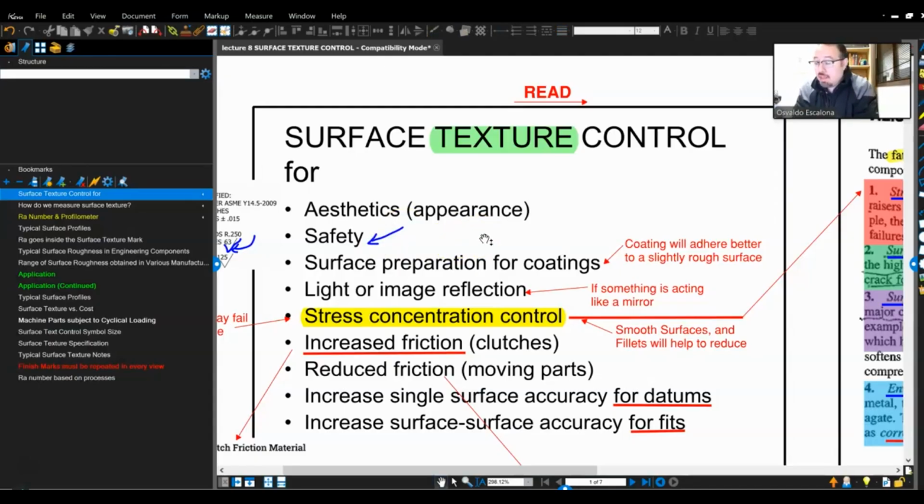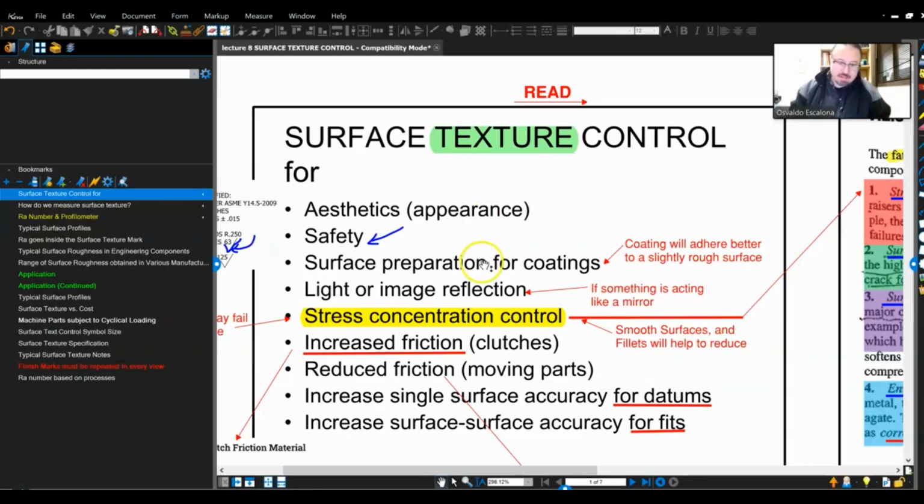Maybe I want to create a coating because I'm going to paint, maybe some type of primer, or maybe just the paint itself. I will need a little bit rougher surface for the coating to adhere to the surface. Surface preparation, right? Maybe the surface I need is going to require image light reflection, like a mirror. That might also be a reason why I need to worry about the surface.